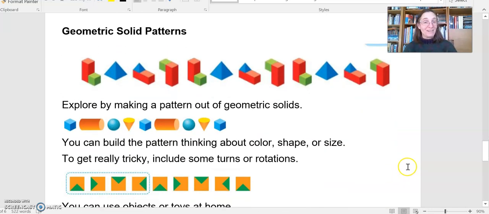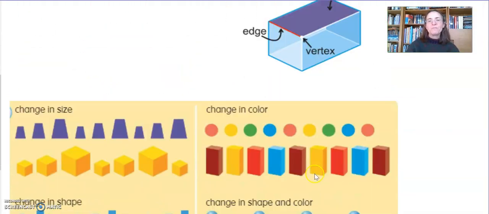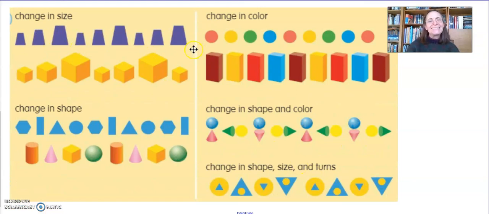Now, the book also invites you to make patterns with geometric solids. And so here you can see that you can change the pattern by changing the solid. There are other ways to change patterns too. You could do it by size, by shape, by color. Maybe you've got a lot of the same shapes. You could make some nice Lego patterns there.